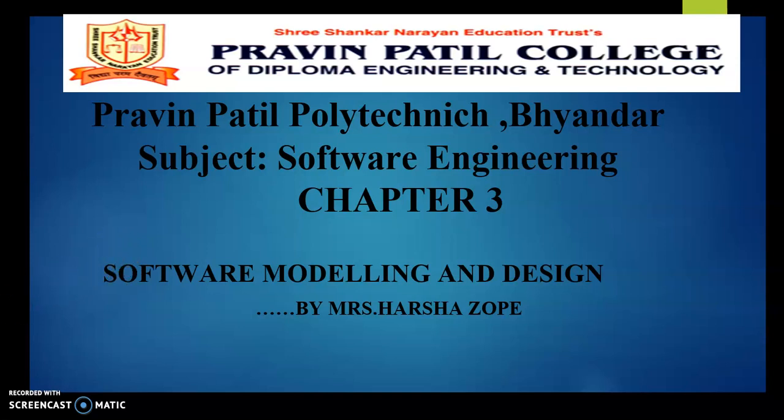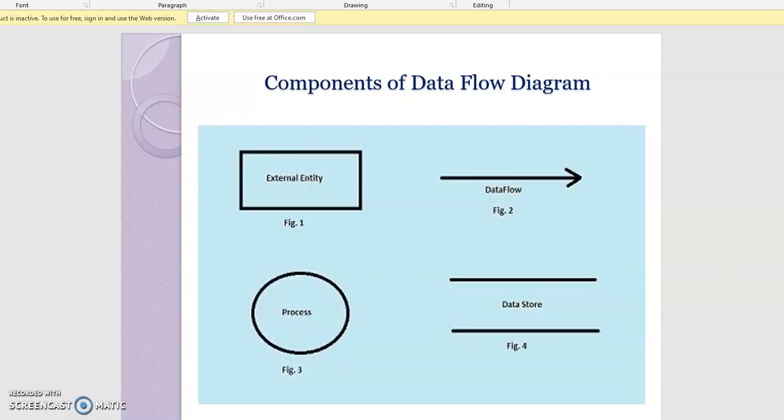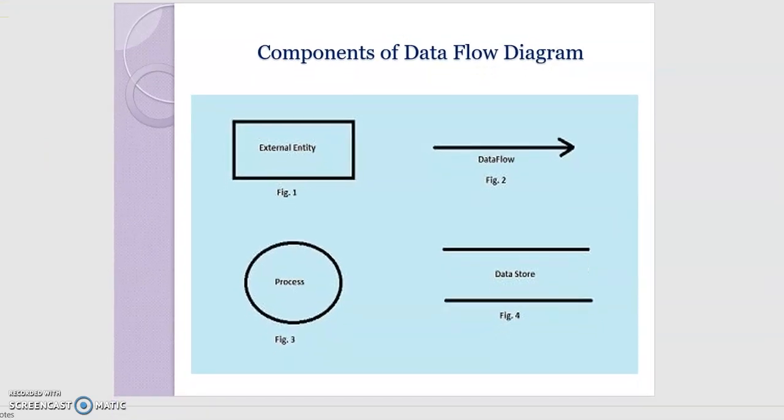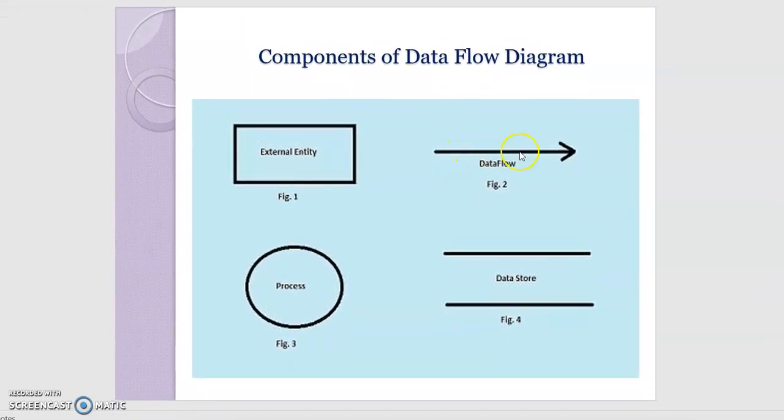Today we are going to study the next part of our chapter 3. In the last lecture, we started the data flow diagram. Then we will see the components of a data flow diagram. The components of a data flow diagram are external entity, data flow, data store and process.